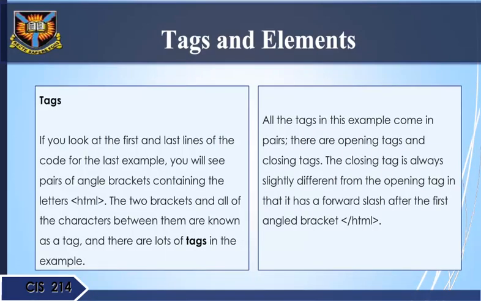Tags and elements. Tags. If you look at the first and last lines of the code for the last example, you will see pairs of angle brackets containing the letters HTML. The two brackets and all of the characters between them are known as a tag, and there are lots of tags in the example. All the tags in this example come in pairs. There are opening tags and closing tags. The closing tag is always slightly different from the opening tag in that it has a / after the first angle bracket, like </html>.